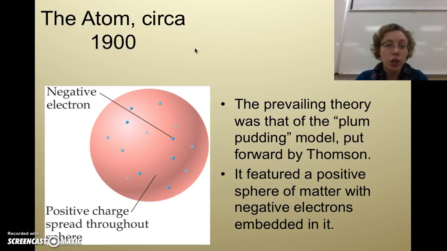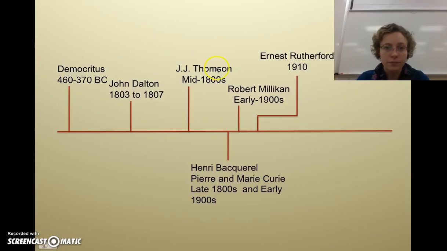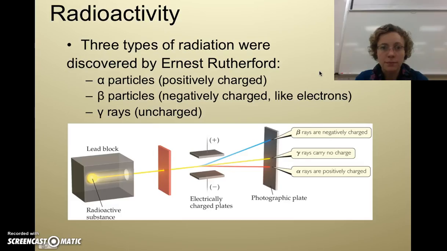Now, currently, if we go back to our model, Democritus and John Dalton came up with the hard spheres for the atom. So those were their two ideas. Then J.J. Thomson has a different model of the atom, and he comes up with something called the plum pudding model. And this is the model that's used for around the mid-1800s to the early 1900s. And then Ernest Rutherford comes in with some of this radioactive stuff. So again, hard spheres, plum pudding. Now we're going to look at Rutherford's model.